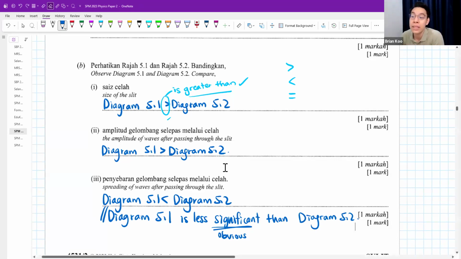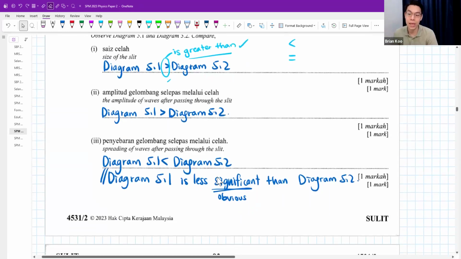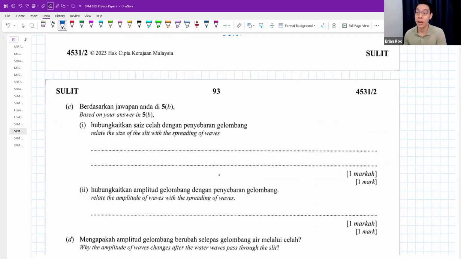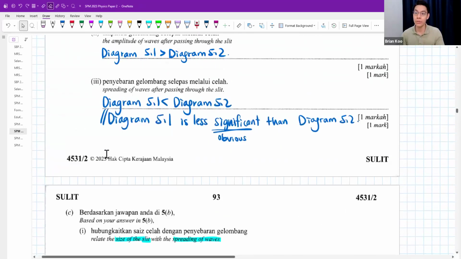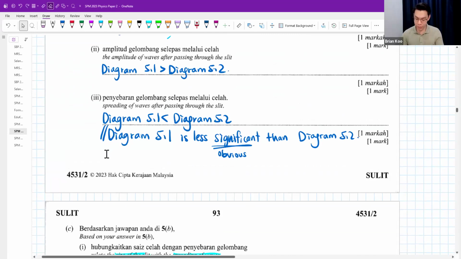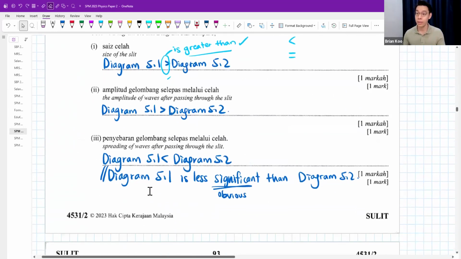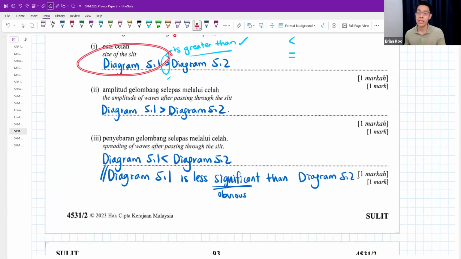Also can, either one. Or diagram 5.2 is more significant, spread more. Diffract more, also okay. Okay, then relate the size of slit and spreading. It looks like if we refer to the previous answers, size of slit in diagram 1 greater, then the spreading will be less. You can say the greater, the smaller.